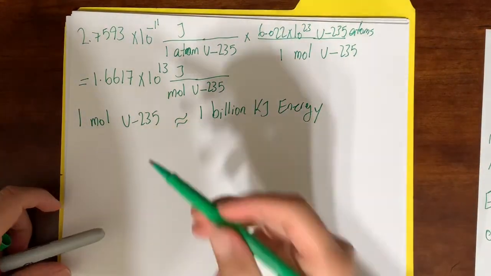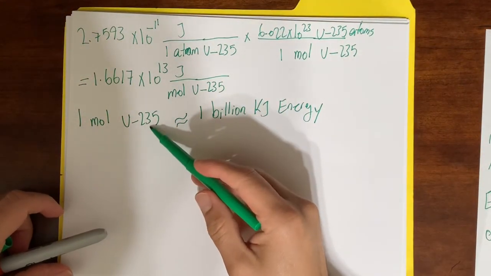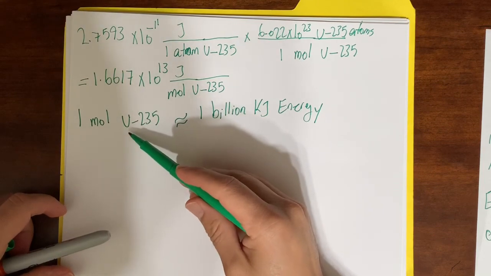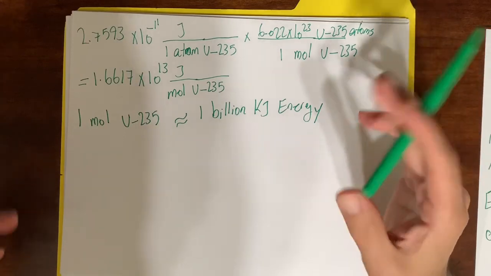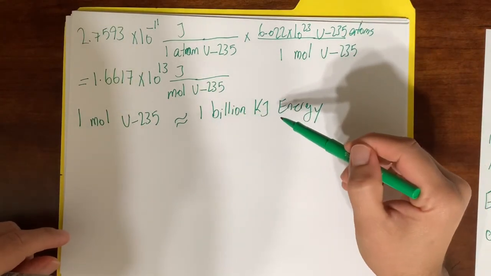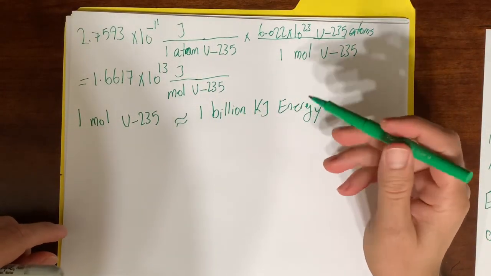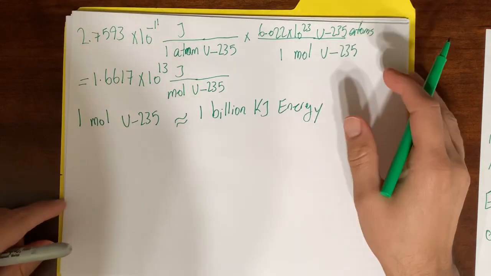And you're talking about 235 gram. 235 gram of uranium will give you that amount. It's less than a pound. It's half a pound. Half a pound, you get 1 billion kilojoule energy. This is a really, really huge number.